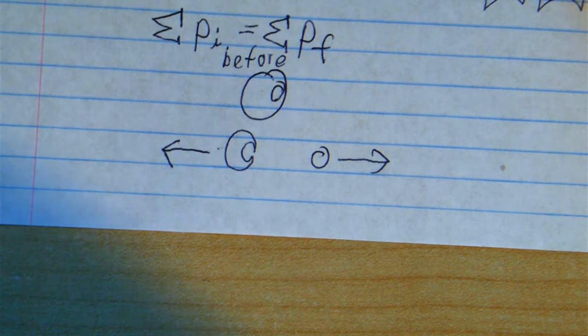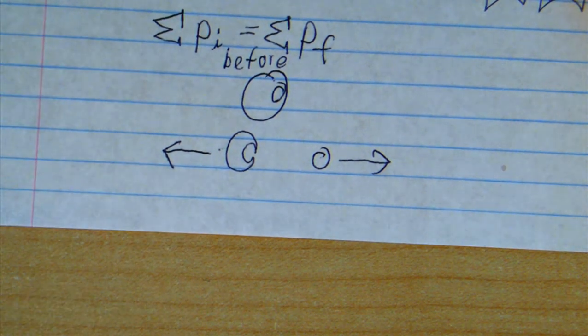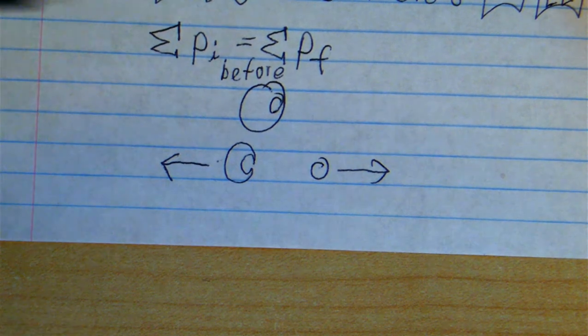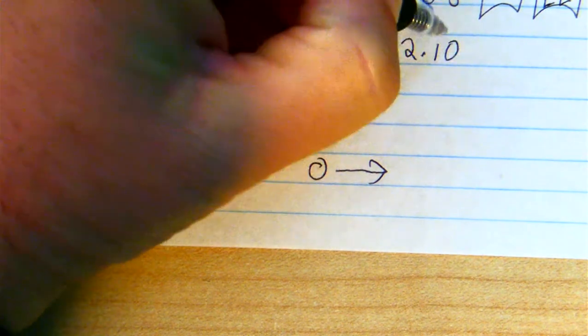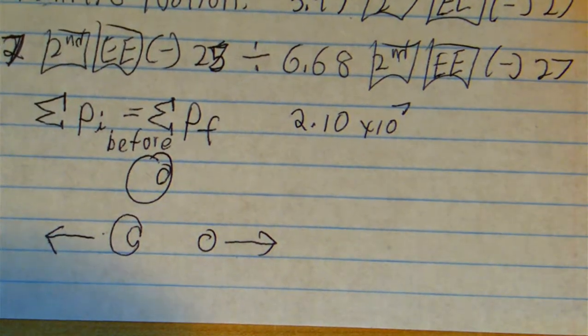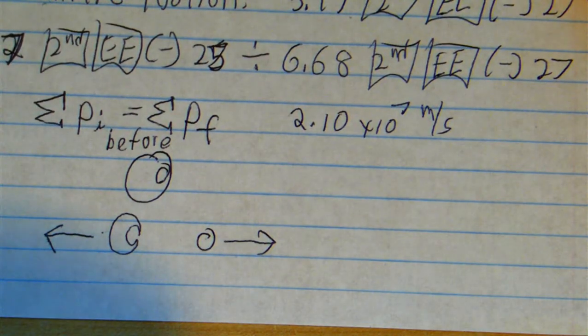Katie. 2.10 times 10 to the 7th power. And what units would you put with that? All right. So, classmate, do you agree?